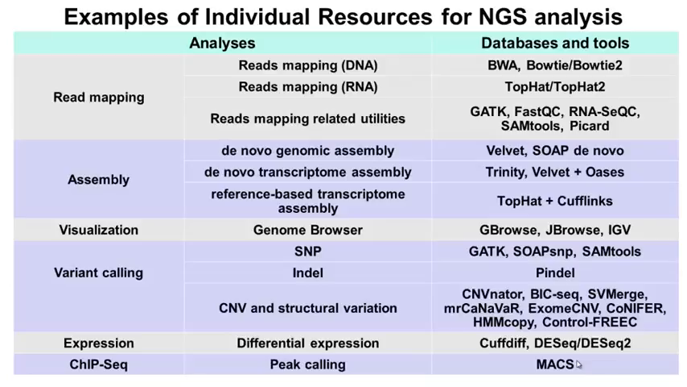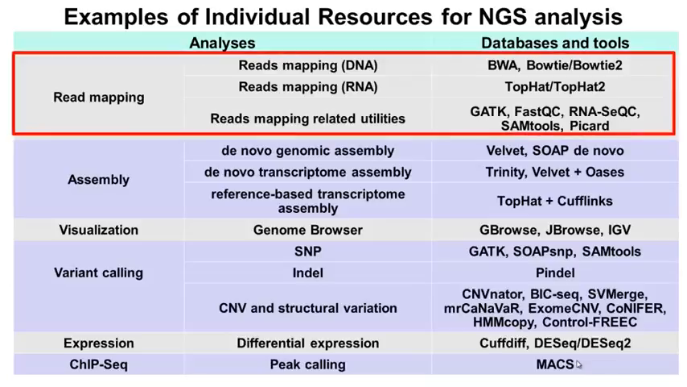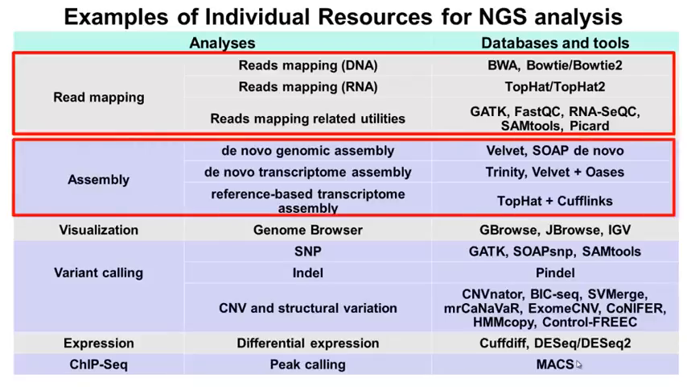For instance, to map reads onto the reference genome, you could use BWA or Bowtie for DNA sequences and TopHat for RNA sequences. And there are other useful related utilities for quality checking, alignments, etc., such as GATK, FastQC, RNA-SeQC, SAMtools, and Picard. For de novo assembly of genome without using the reference genome, you could use tools such as Velvet and SOAPdenovo.